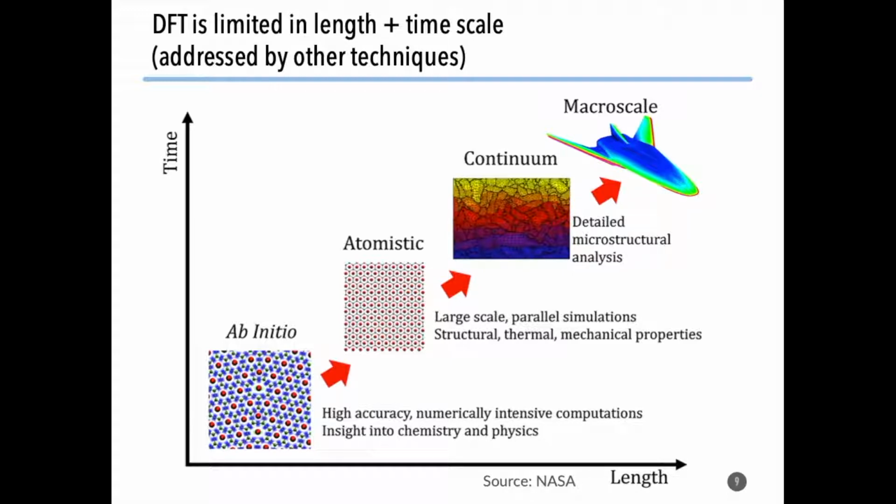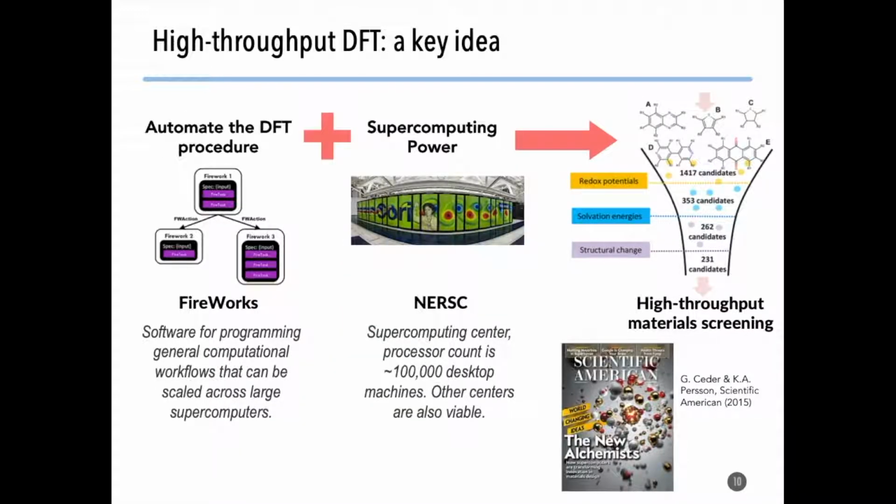One thing that a lot of us here at Berkeley, including myself and Kristin Persson and Gerbrand Ceder, really did over the last 10 years is this idea of high throughput density functional theory. And the idea there is that instead of just running DFT on one material at a time, we actually automate the procedure and run it on supercomputing centers so that we can do thousands or hundreds of thousands and sometimes even millions of materials.